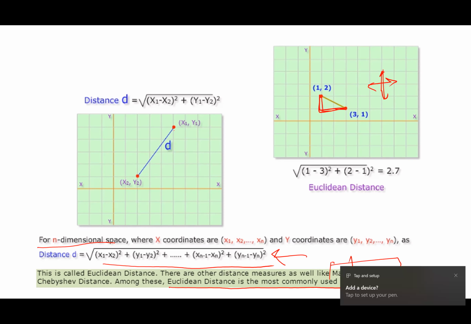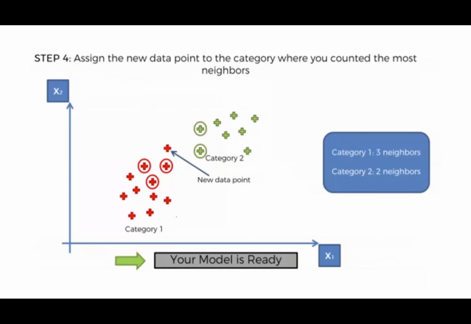So the third step is, among these k neighbors, count the number of data points in each category. So I took the 5 nearest neighbors, 3 of them belong to category 1, 2 of them belong to category 2. Now I will take the maximum. Assign the new data point to the category where you counted the most neighbors. So we counted the most neighbors in category 1, sorry. That means my new data point belongs to category 1, which is the red class. Okay, so this is it.